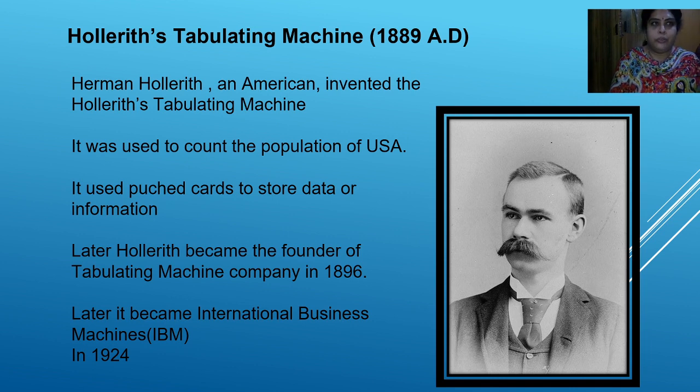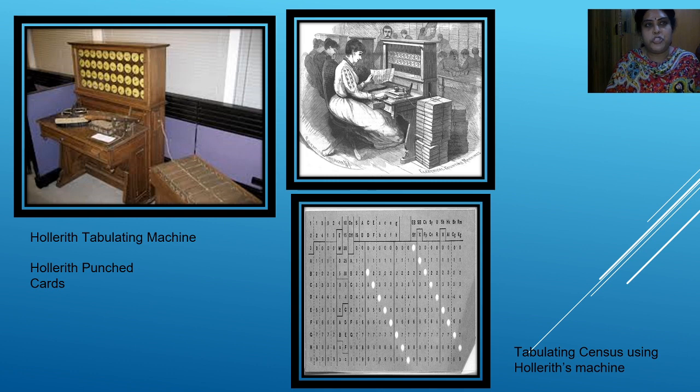Next, you have Hollerith's tabulating machine, which came in 1889 AD. He was an American, and he used this tabulating machine to count the population of the USA. He used a punch card reader. He used the punch cards to take input, and he made a reader so that a large amount of data could be stored. He also founded the Tabulating Machine Company, which was later known as International Business Machines.